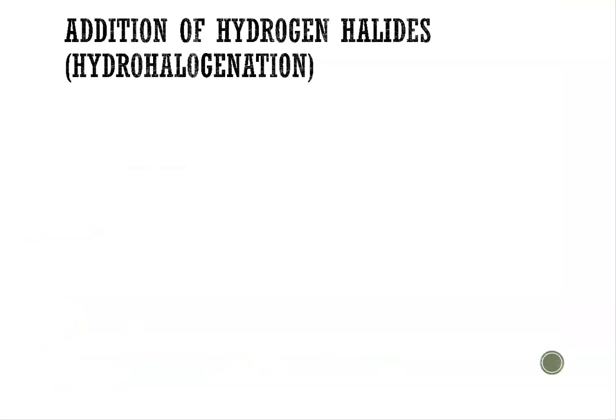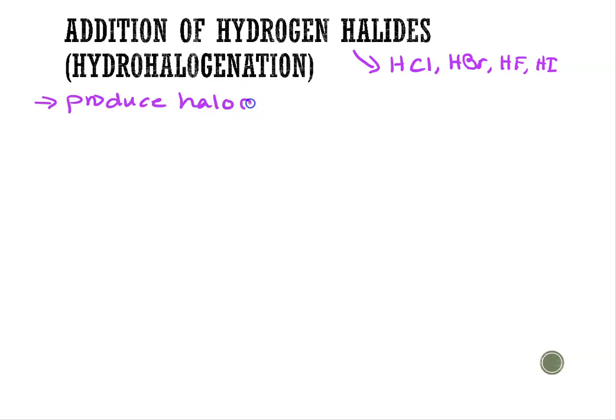The first thing that we have is what we call the addition of hydrogen halides. The hydrogen halides are basically just your binary acids, like HCl, HBr, HF, and HI. Each of these produces a haloalkane. Oh my goodness, I cannot speak today.